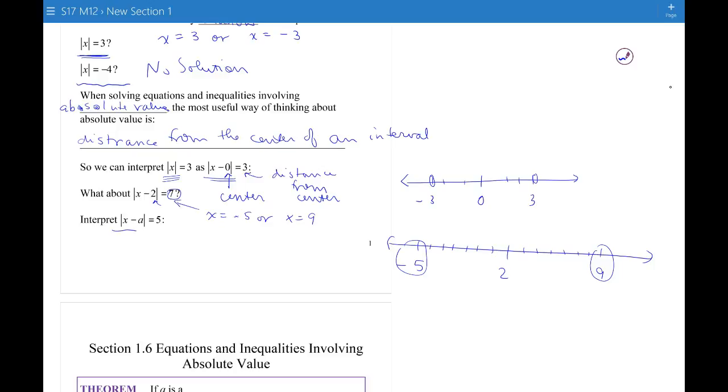So what if we just write it as absolute value of x minus a equals 5? Well, now we have just some unknown thing a as the center of the interval. And we'd say go 5 to the right. Well, that number is a plus 5. Then we'd say go 5 to the left. And that number is a minus 5. So those are our two solutions. x equals a plus 5 or x equals a minus 5.